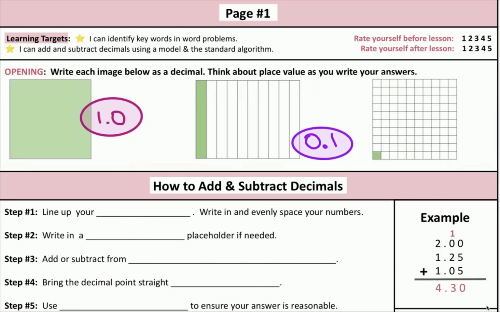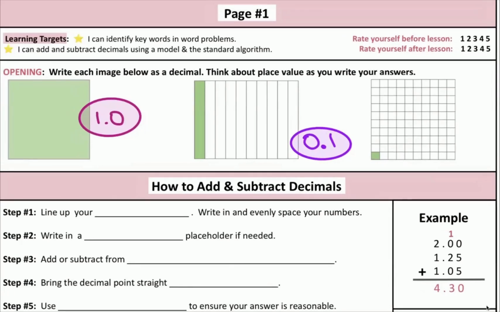And then for this last image, we have 1 out of 100 shaded. So once again, as a fraction, it would be like this. But if we're writing it as a decimal, like the directions asked us to, I'll write 0.01 with my 1 in the hundredths place.